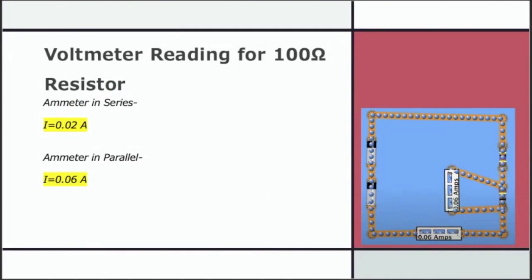As mentioned earlier, the current reading across the 100 ohm resistor was 0.02 amps for the circuit in which the ammeter was in series with the resistor. However, a different result is obtained when we place the ammeter and 100 ohm resistor in parallel. The ammeter has the effect of decreasing the total resistance, leading to an increase in current since current wants to flow to the branch with the least resistance. For the ammeter in parallel, the current is measured to be 0.06 amps.